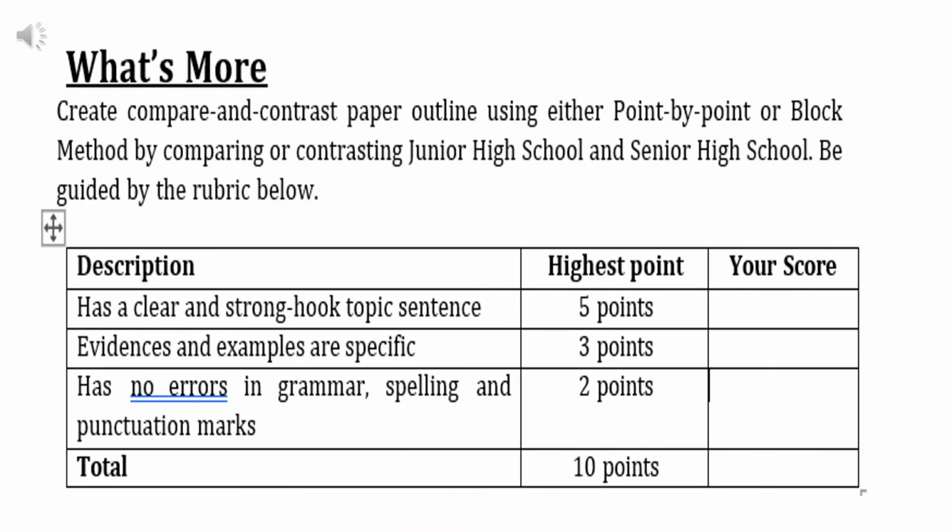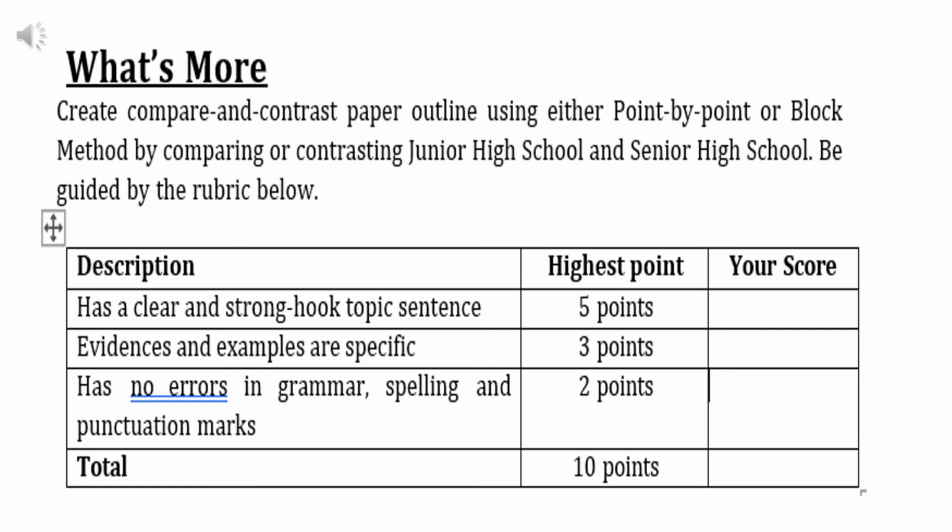What's more, create a compare and contrast paper outline using either the point by point or block method by comparing or contrasting junior high school and senior high school. Be guided by the rubric below. So we have the description: has a clear and strong hook topic sentence, 5 points. Evidences and examples are specific, 3 points. Has no errors in grammar, spelling, and punctuation marks, 2 points. So all in all, you will get 10 points doing this activity.